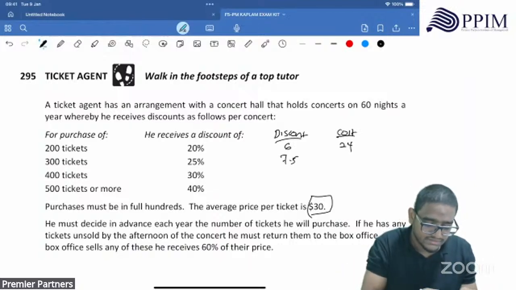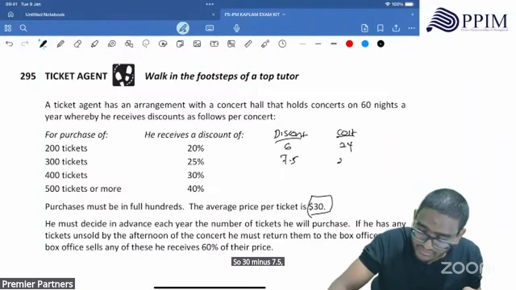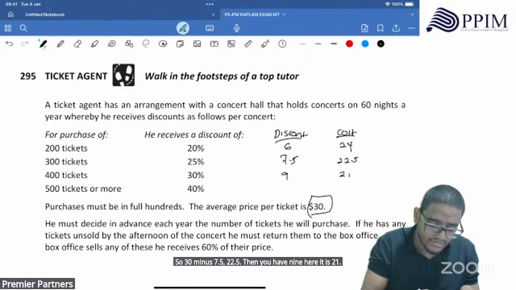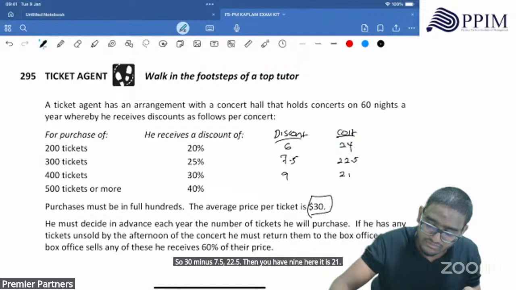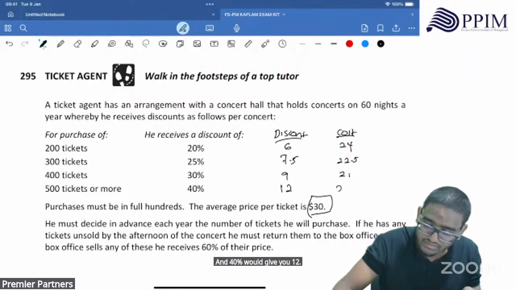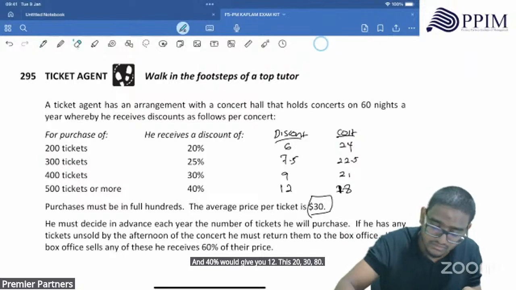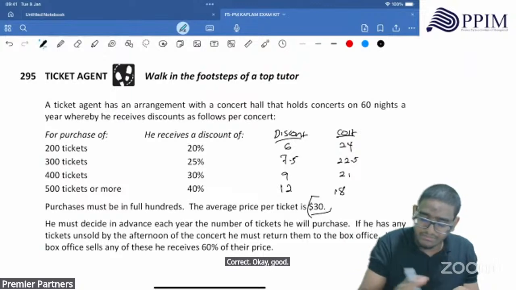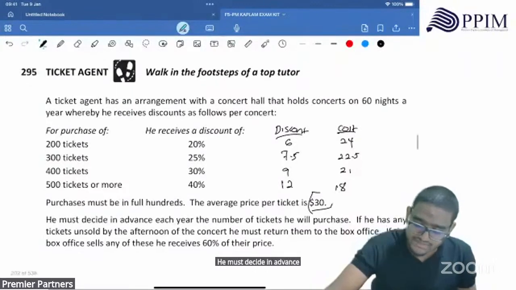So 30 minus 7.5, 22.5. Then you have 9 here, which is 21. And 40% would give you 12, which is 20, sorry, 80. Correct? 80. Okay, good. He must decide in advance each year the number of tickets he will purchase.